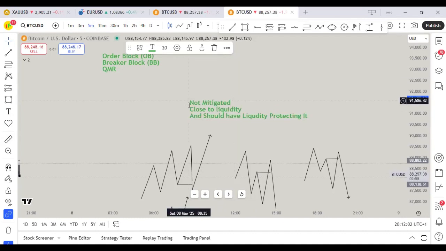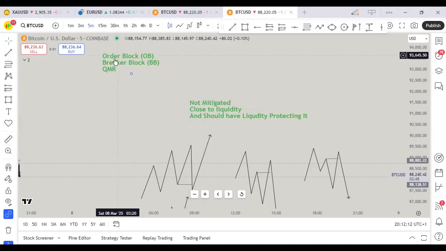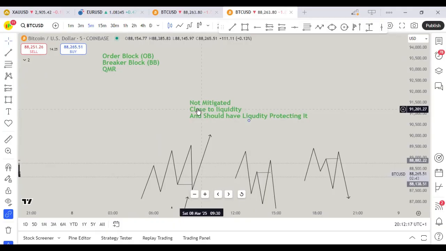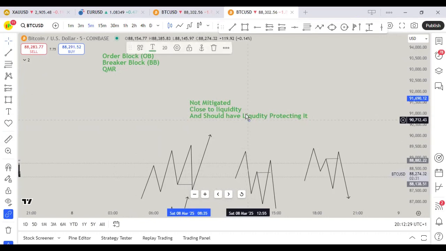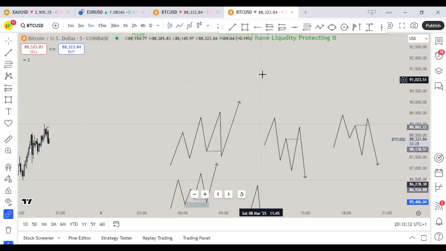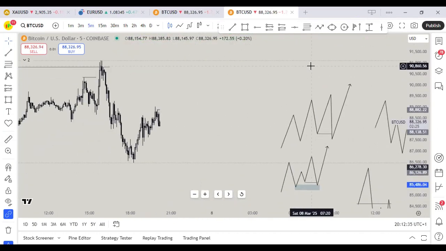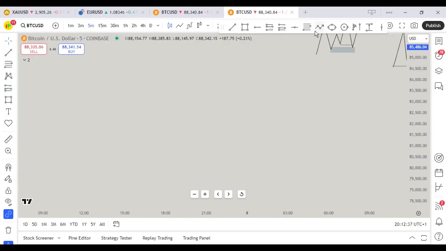Now, these are the only 3 rules that I pay attention to anytime I want to pick my POI. The first is that the market shouldn't have mitigated the POI, either the breaker block, the order block, or the QMR. The second rule, my point of interest should be close to liquidity. And the third rule, liquidity should be protecting the point of interest.